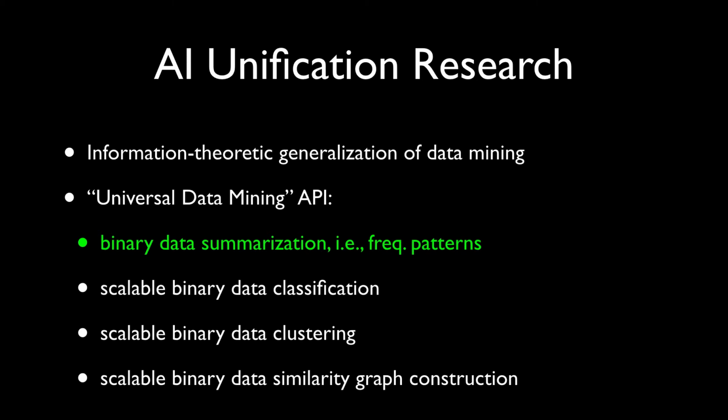AI unification research, as Alexei Potapov explained, is about finding a common theoretical language to express everything in AI. Here we are trying to generalize a common task in data mining using information theory. The goal is to make a universal data mining API that is independent of the data type and has very few parameters, which is also called parameter-free data mining.